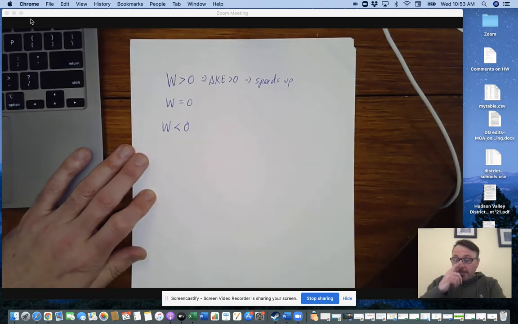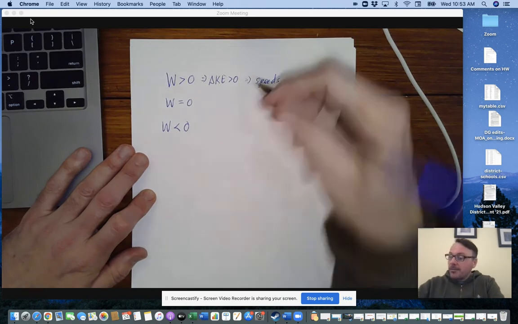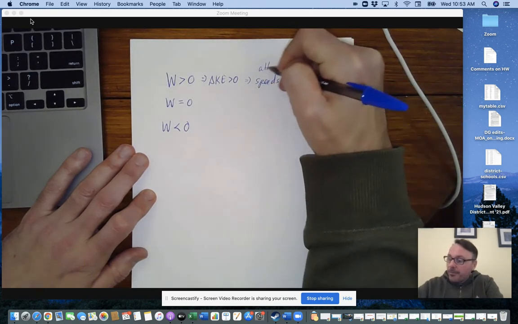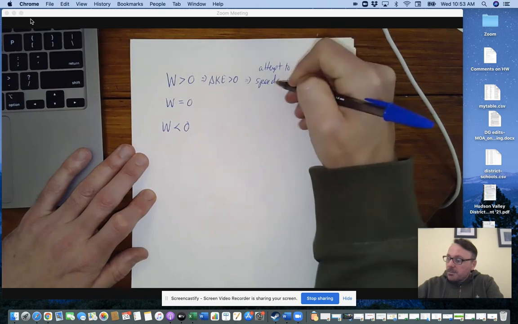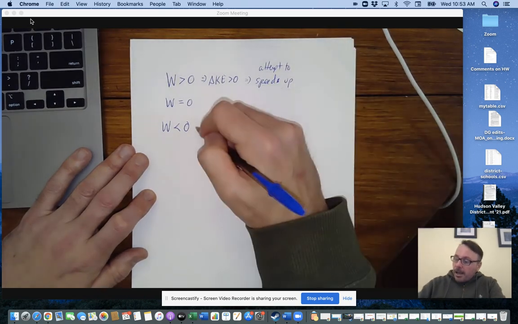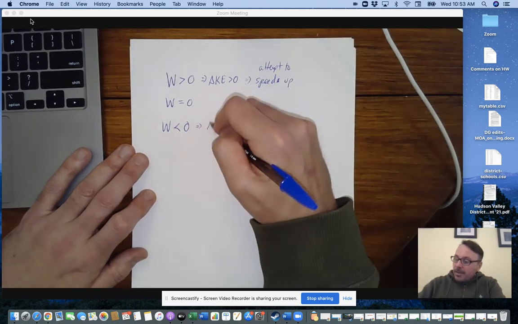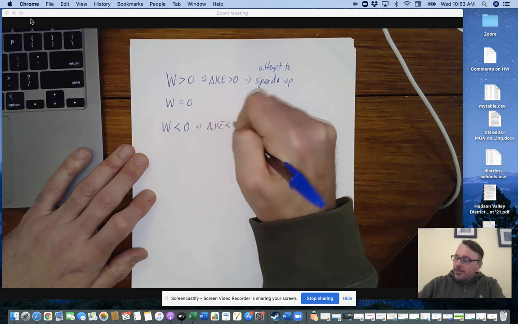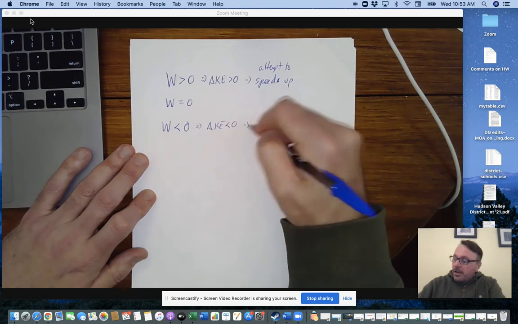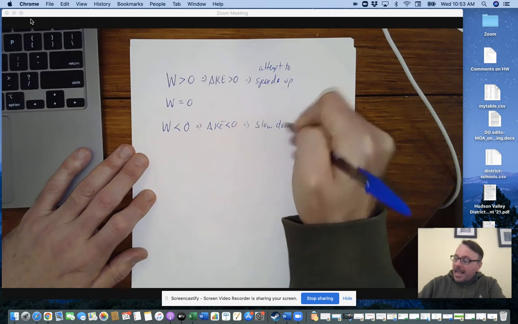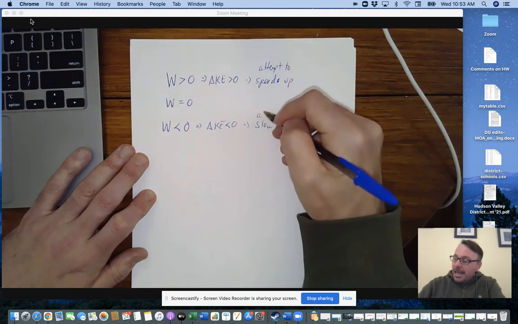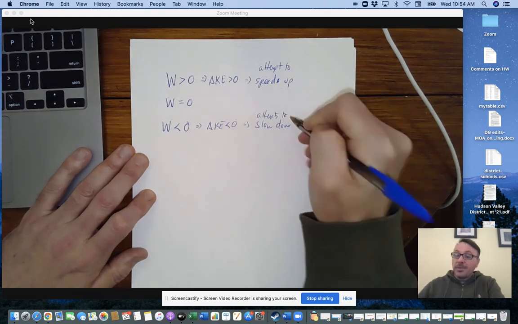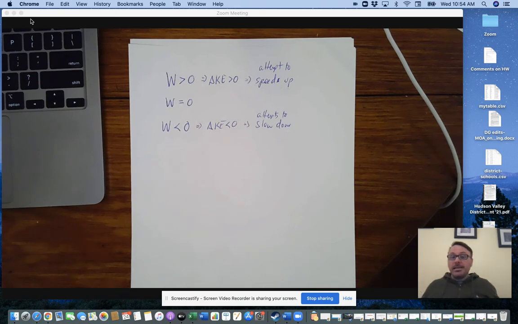But if the work done by an individual force is positive, this is attempting to speed up the object. So here, if work is negative, that means delta KE is negative. And that means slow down. That means that the action of this force is attempting to slow it down. If the net work is less than 0, it's negative, then this object actually does slow down.